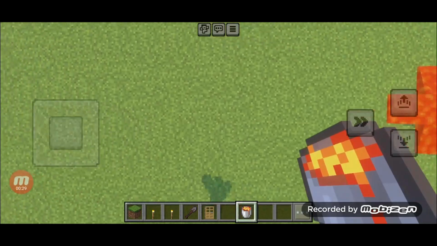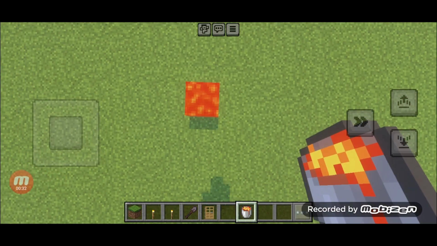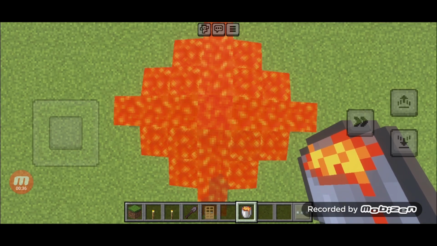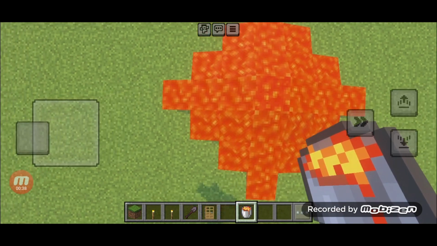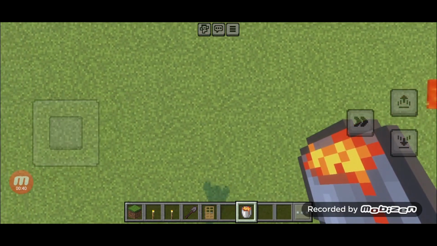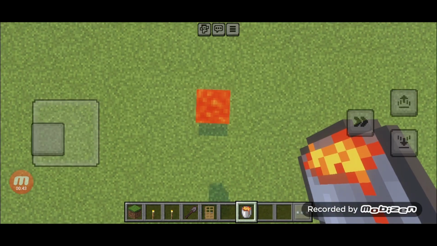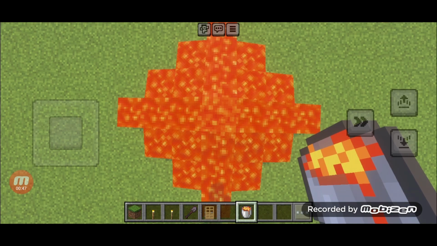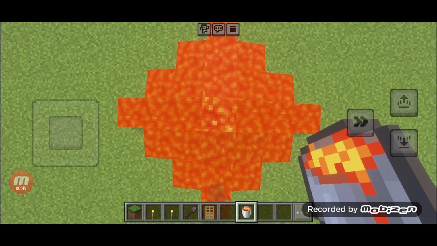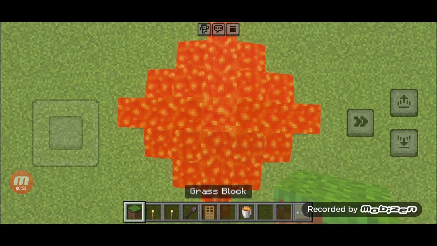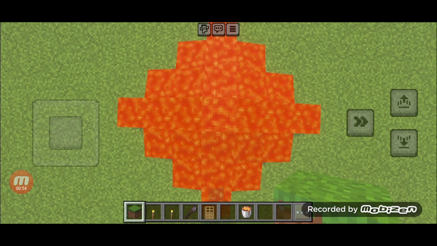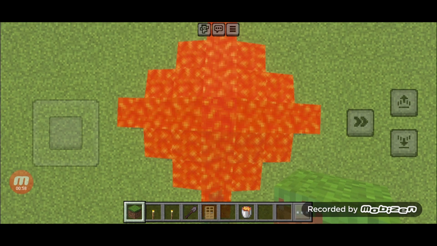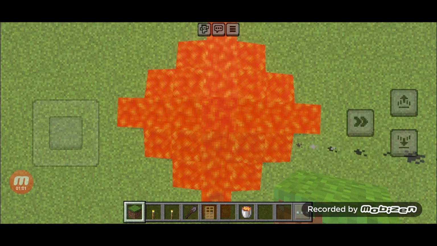Let's have a look at it again, shall we? Let's have a look at it a third time. Do you guys notice how it spreads in layers rather than spreading in one direction first and then coming back? So it's moving in layers.